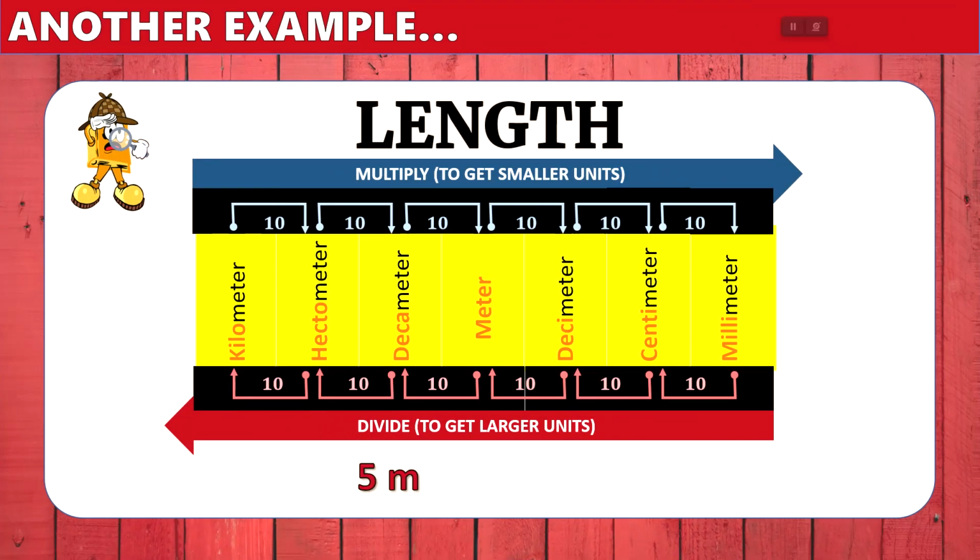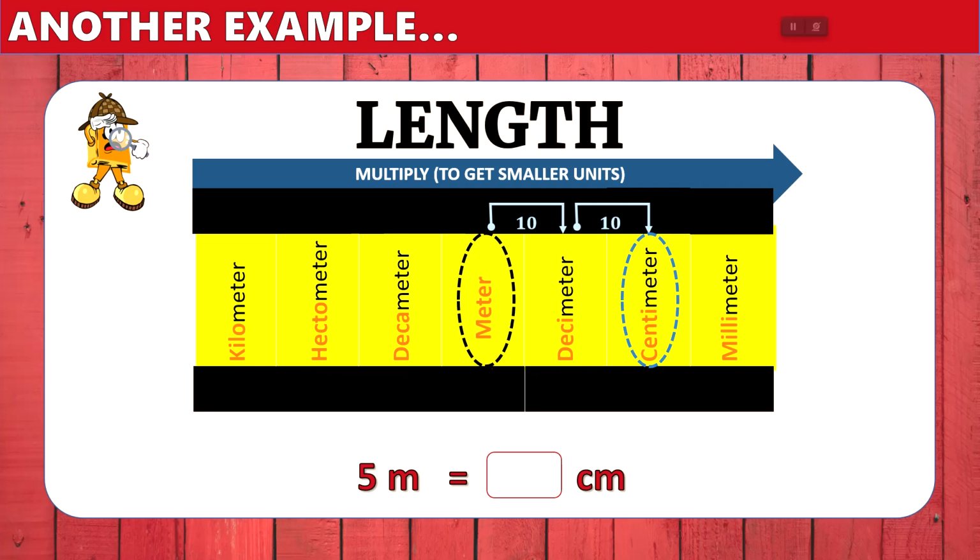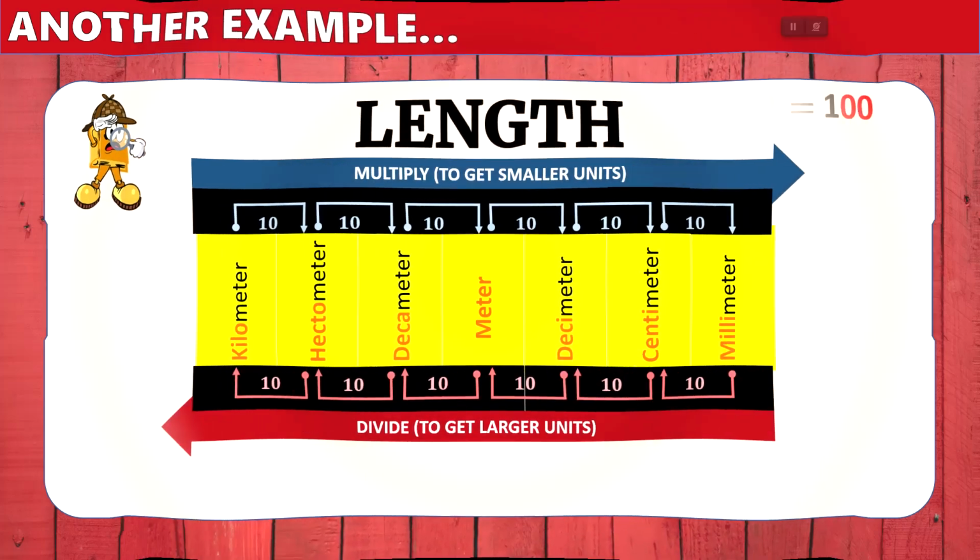Let's try another one. If we had 5 meters and we wanted to know how many centimeters that is equivalent to, to go from meters to centimeters, we find meter, here it is. We find centimeter, here it is. And we determine how many steps it takes to get us from meter to centimeter. So let's see what that looks like. From meter to centimeter is 2 steps. And we know 2 steps, 10 times 10, is 100. So 5 times 100 is 500. 5 meters is equal to 500 centimeters.